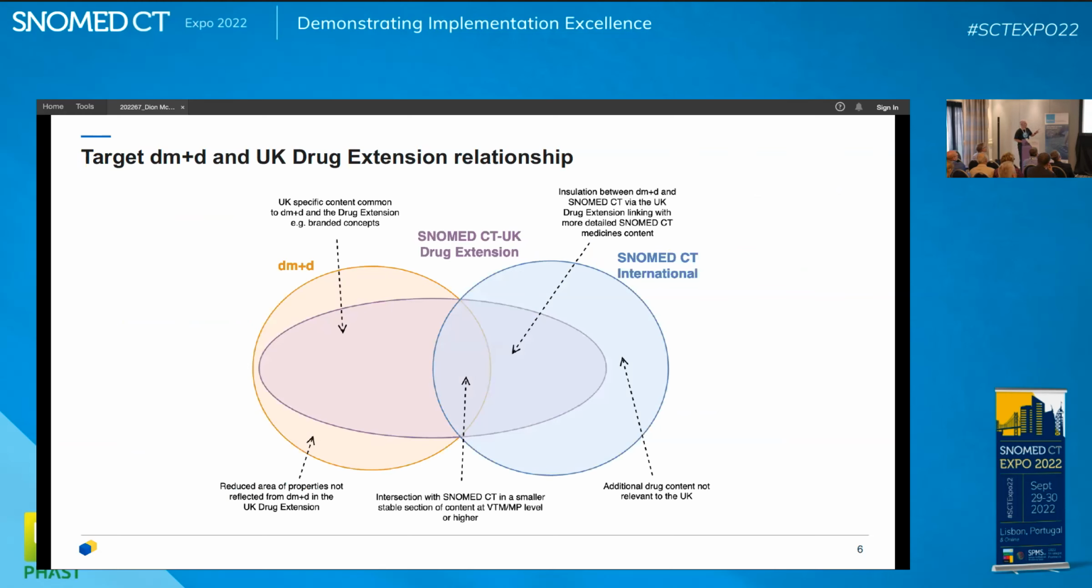So this was effectively the objective, right? We wanted to make the UK drug extension sit wholly within dm+d and SNOMED and not have any unique parts, which meant that we could generate the drug extension from dm+d, and it would obviously pick up a bunch of things from SNOMED International, and that way it would be an automatable target.